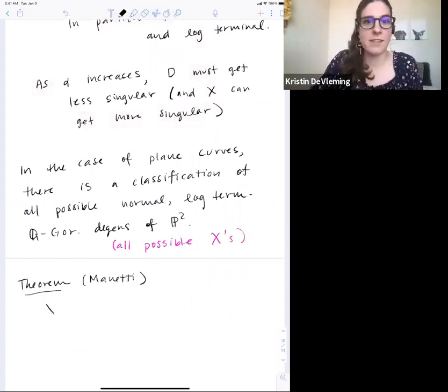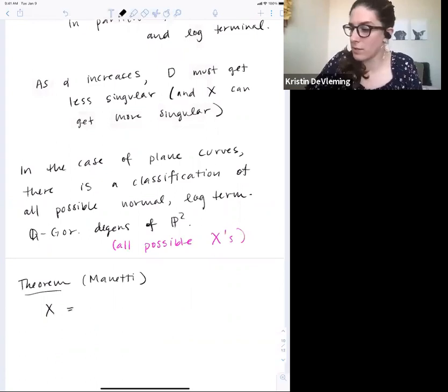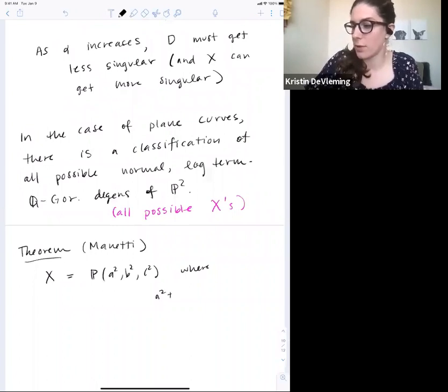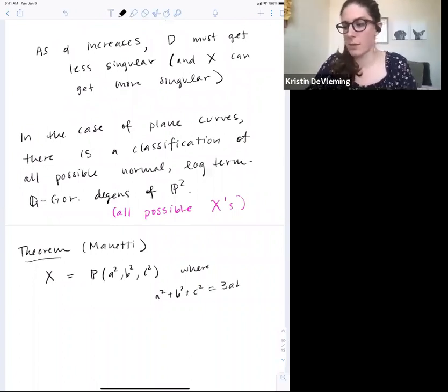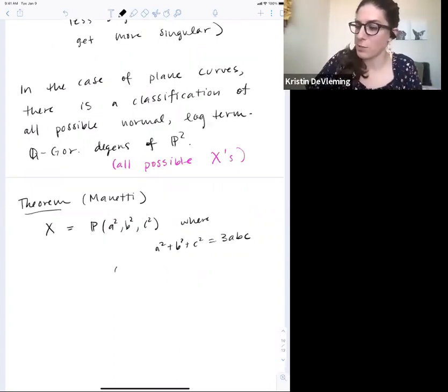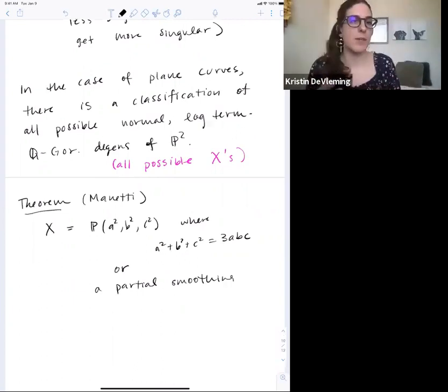And this says that this X, this KLT degeneration of P2, has to be either a weighted projective space, P(A squared, B squared, C squared), where A squared plus B squared plus C squared equals 3ABC. So this arises in many different studies of things that have to do with P2, but these are the possible log terminal degenerations, or it could be a partial smoothing of one of these spaces. So P(A squared, B squared, C squared) has 3 singularities. You could smooth any one of those individually.